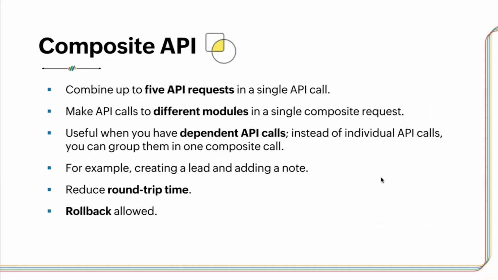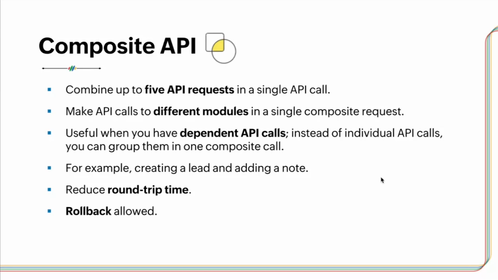Now coming to composite API. So let's say we talked about inserting a record, or reading, or updating a record. So let me just say I have a use case where I have to make API calls to multiple modules. Let's say I want to create a lead, and as soon as the lead is created, I want to attach a note to that lead. So in this case, I'll have to make two API calls. One is to the leads module, and the other one is to the notes module.